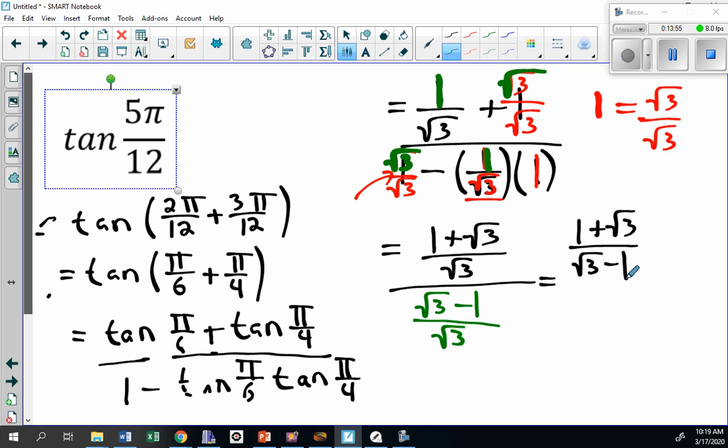Now, unfortunately, we're not done. The square root of 3 has a radical in the denominator, so now I need to multiply by a conjugate. So again, the conjugate is going to be plus 1 instead. So square root of 3 plus 1. What I do to the denominator, I do to the numerator.